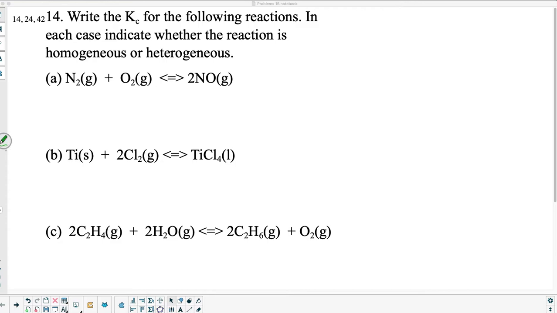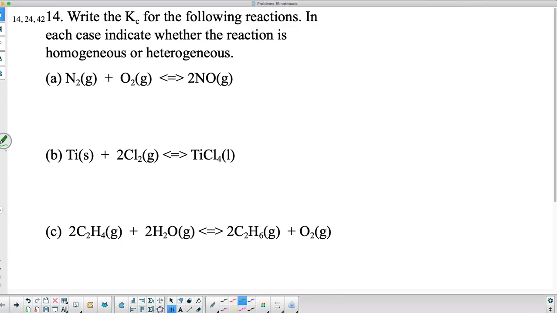Hey class, so this is the chapter 15 problem set. There's only one problem set for this because we're going to do a whole bunch of AP problems, as you saw in the lineup for this week. So let's take a look at question number 4. We got 14, 24, and 42 for today. I'm going to break it up into two parts, so 14 and 24 first, and then 42 second.